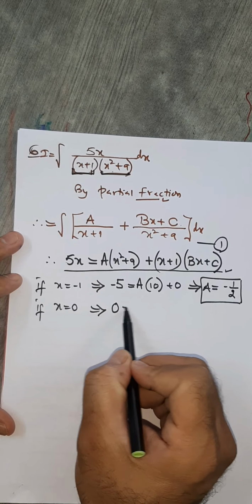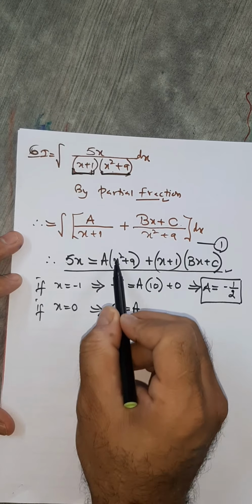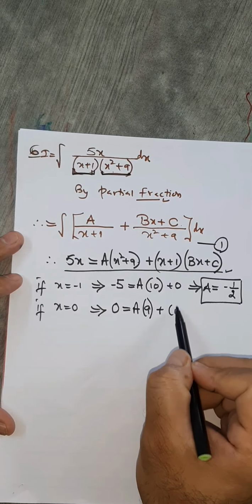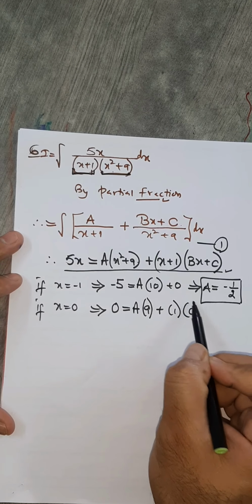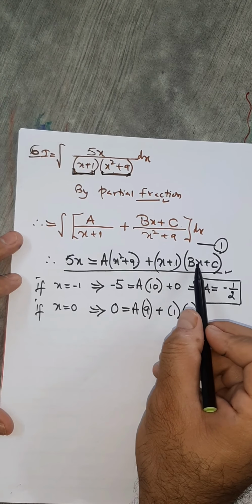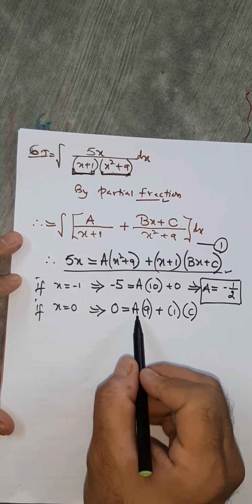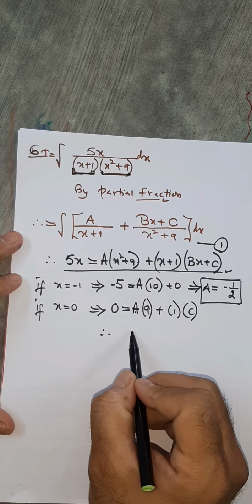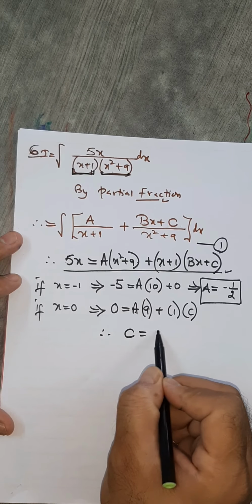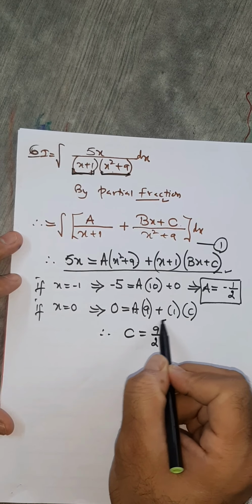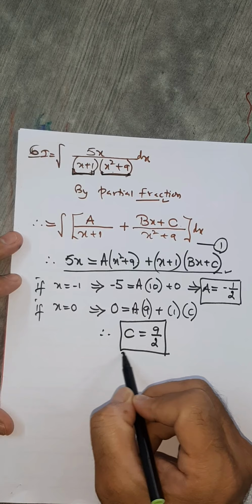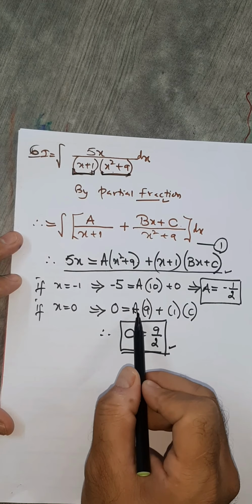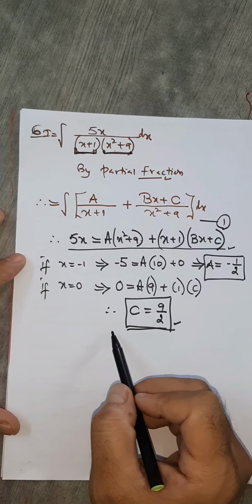So left hand side is 0. Here a into 0 plus 9, which is 9. This is 0, so you have 1. This is 0, so you have into c. 0, 1, 0, c. Okay, but you know a. What is a? Minus 1 by 2. You take on the other side. So c will be plus 9 by 2. So you have a and c both. A is minus 1 by 2. You take on the other side, so it becomes plus this.